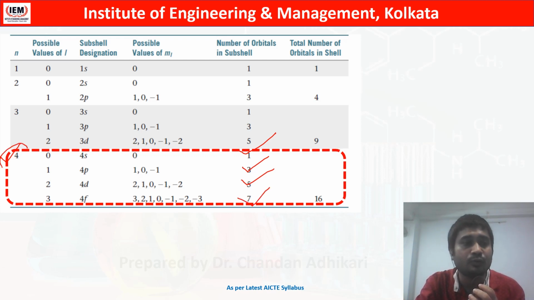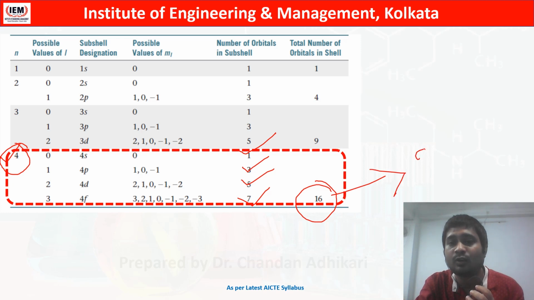So in n equals 4, how many orbitals are there? Total number of orbitals: 1 plus 3 is 4, plus 5 is 9, plus 7 is 16. So 16 orbitals are there in n equals 4. Now if each orbital can take 2 electrons, the total number of electrons n equals 4 can have is 32. That's why we generally say that n equals 4 can have a maximum of 32 electrons, because there are 16 different orbitals. And we can assign the quantum numbers to each of the 32 electrons. We will see that.